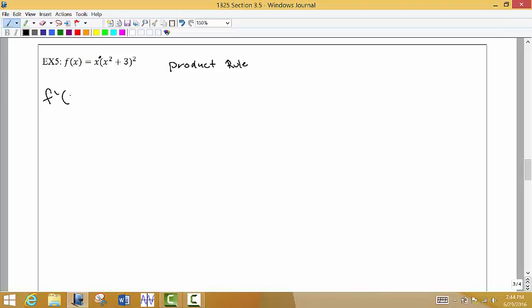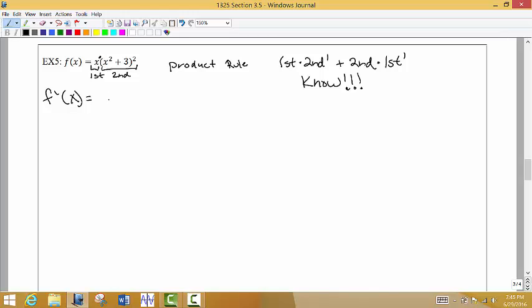So first I'm going to take the first derivative. This is the first part of the product, and this is the second factor in that product. And the product rule, remember, is the first times the derivative of the second plus the second as is times the derivative of the first. Make sure that you know this, no excuse for not knowing it. Very, very important that you know the product rule.